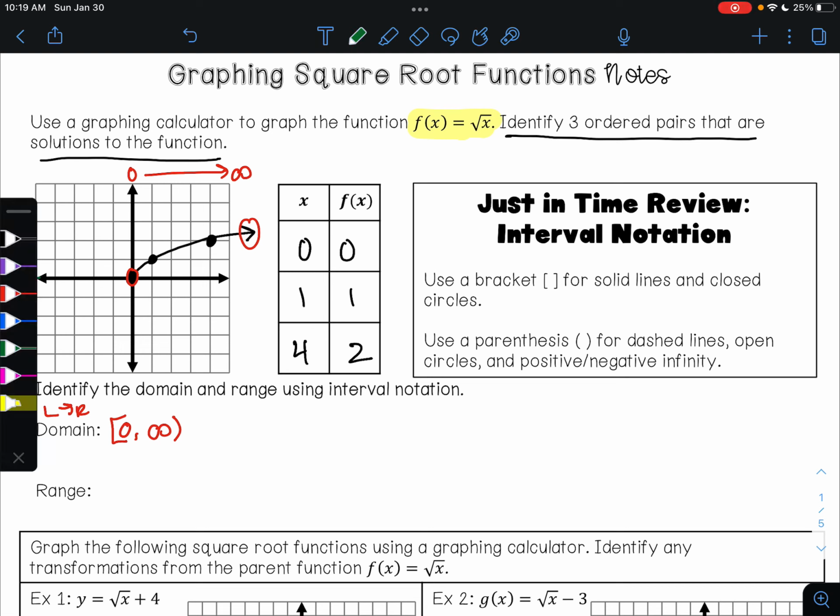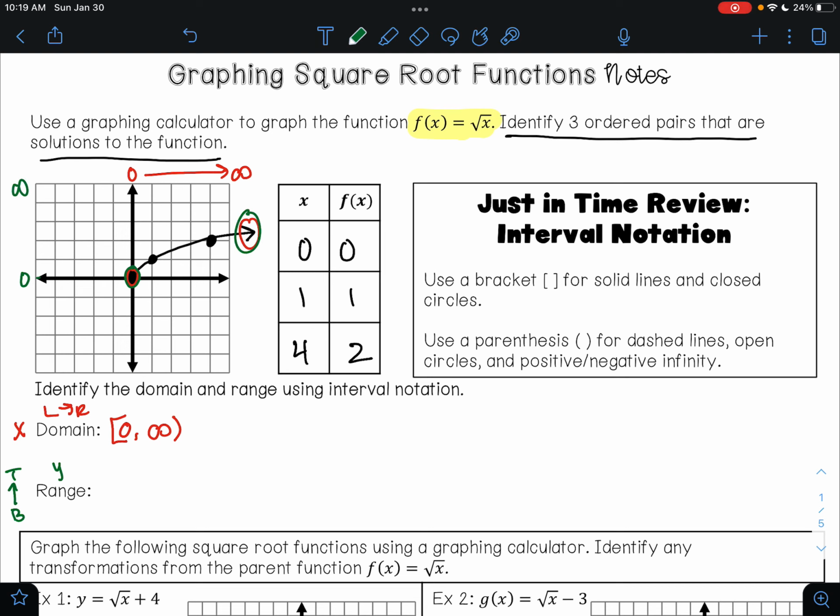Our range are our y values from the bottom of our graph to the top of our graph. The lowest point on my graph is this point right here. This is where y is 0. My graph is going up forever, so that's going to infinity. So my range from the bottom of my graph to the top of my graph is from 0 to infinity. 0 will get a bracket because it's a closed circle. Infinity always gets a parenthesis.